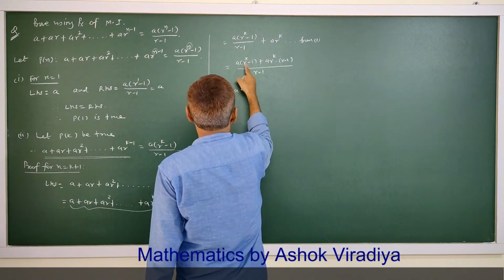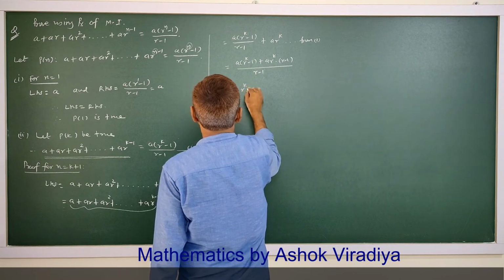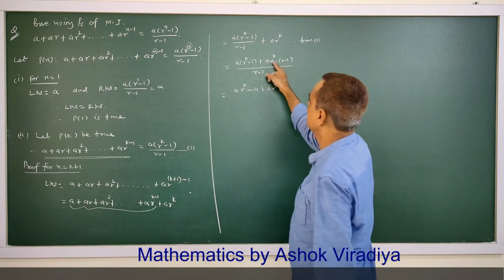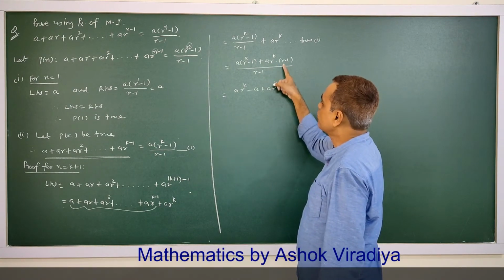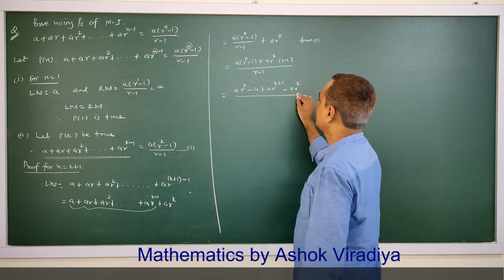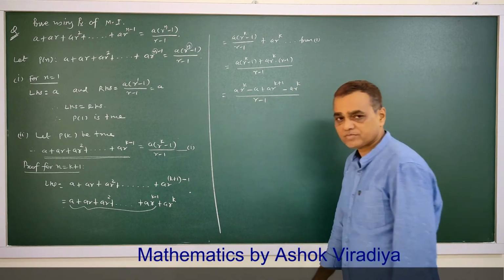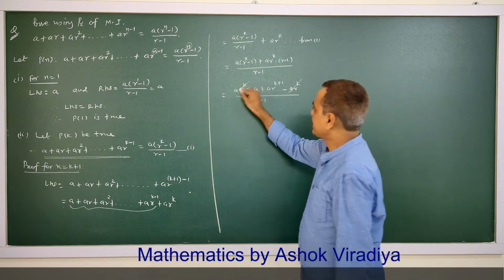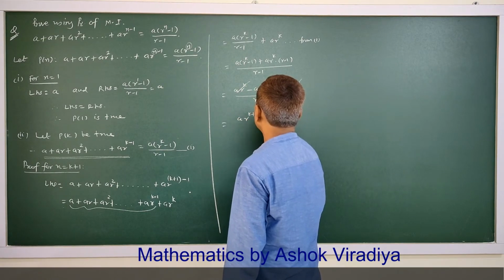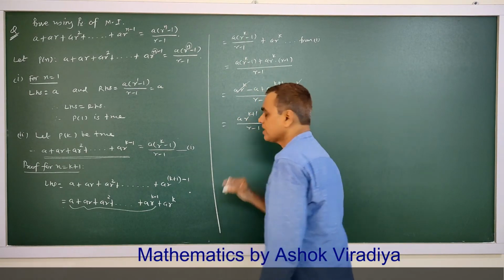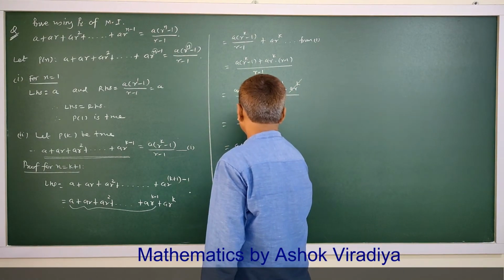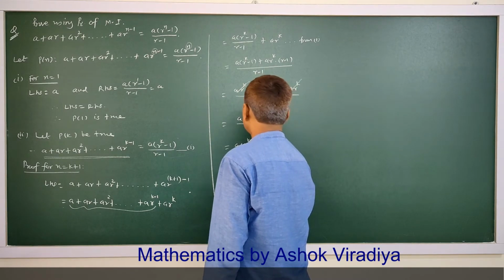A into, now expanding this, A into R is to K minus A plus A into R is to K plus 1. Multiply this inside. R is to K into R is to K plus 1 minus A into R is to K upon R minus 1. This will be cancelled. Now this is positive. A into R is to K plus 1 minus A upon R minus 1. Taking A common, r is to k plus 1 minus 1 upon r minus 1.